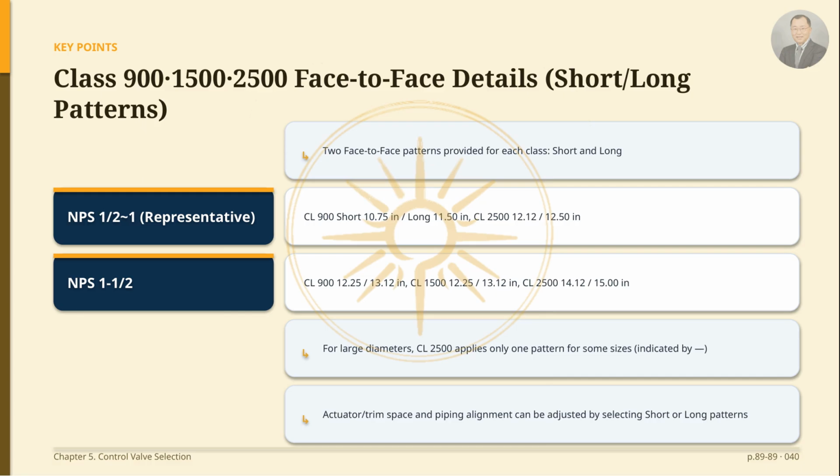Both Class 900 and 1500 are 12.25 inches short and 13.14 inches long, and Class 2500 increases to 14.14 inches short and 15.00 inches long. As we move to larger diameters, Class 2500 only provides one pattern for some sizes, which is why you see empty cells marked with dashes in the table. The reason for offering both short and long options is to flexibly accommodate the space required by the actuator and trim, as well as to ensure compatibility with existing piping.